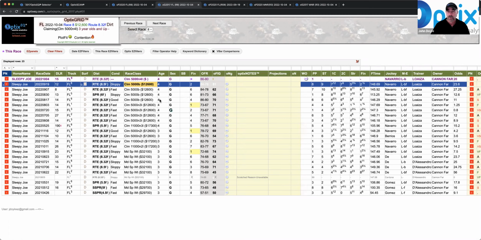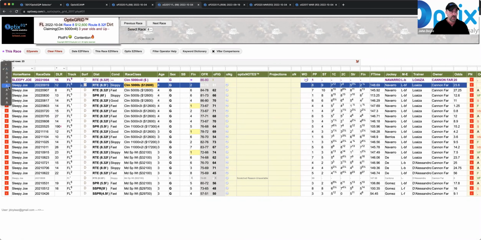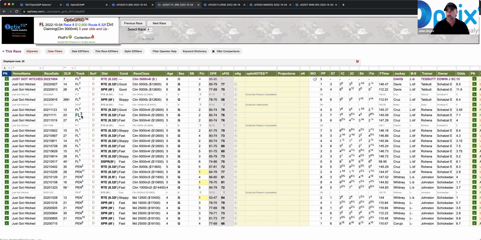He could win this horse. Definitely could factor in the exotics, gets the flow that he wants. So that's a contender, Sleepy Joe. And the other one was the 5. Just got hitched. This horse is 15-1 in the morning line.